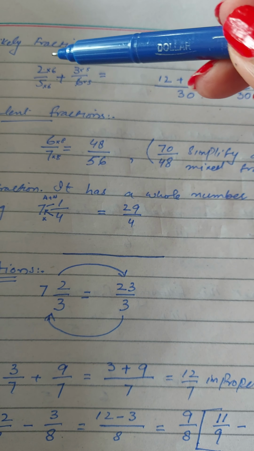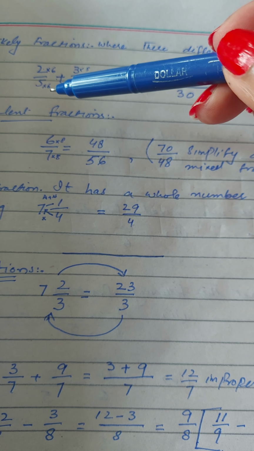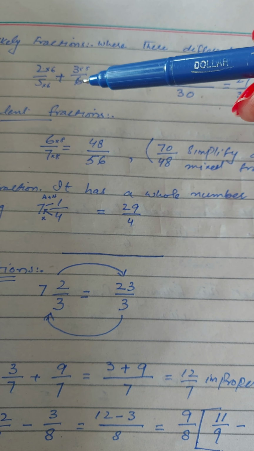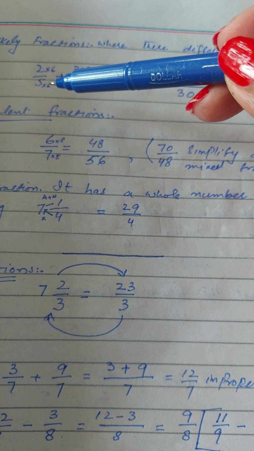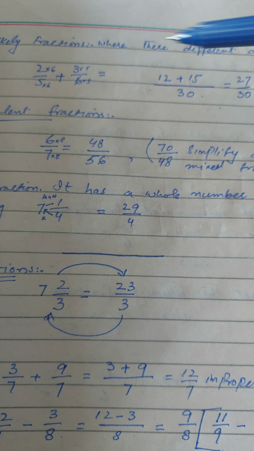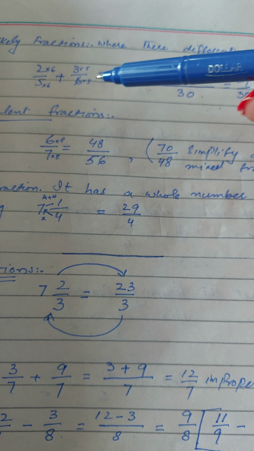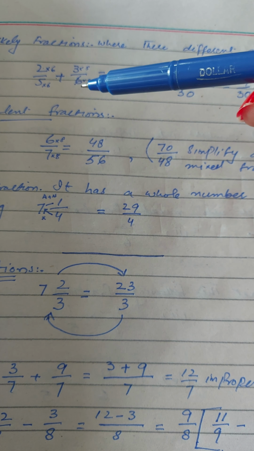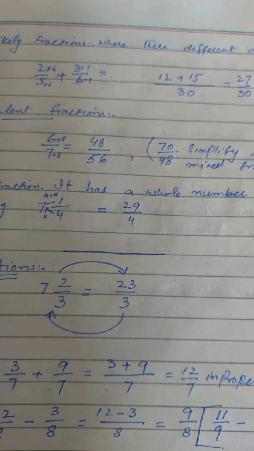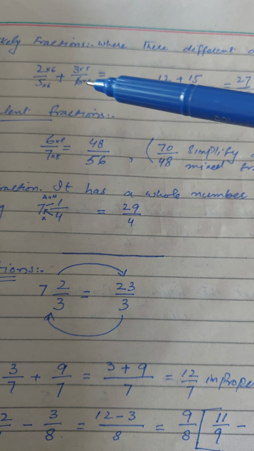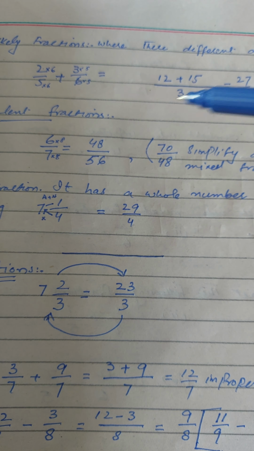Like this 6 we will multiply with 2, and this 5 we will multiply with this 3. So this is what we did. 2 times 6 is 12, and 3 times 5 is 15, and our denominators will be the same, that is 5 times 6 is 30, or 6 times 5 is 30. So the denominator will be the same, and then we will add them.